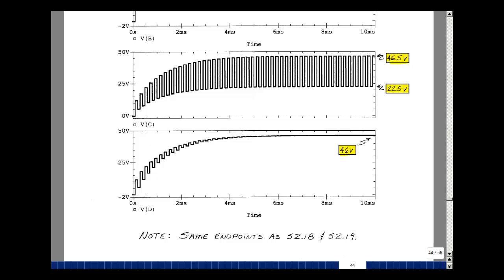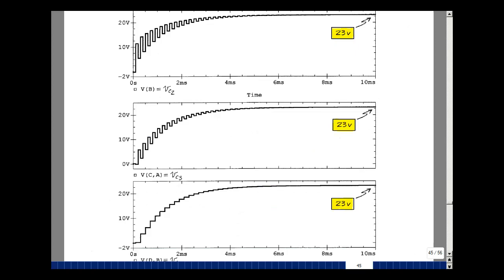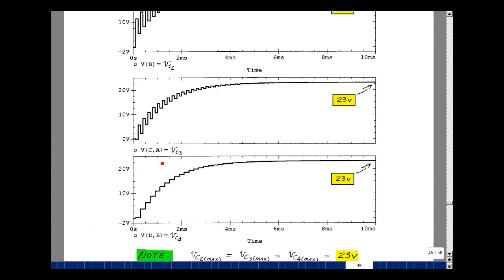Let's take a look at the capacitor voltages. The voltage across capacitor C1 is between nodes A and N. That's 11.5 volts, the same value we had in supplemental problems 218 and 219. Then I plotted the voltage across capacitor C2, which is node voltage B, and it's tending towards 23, the same value we had in our previous quadrupler circuit. I plotted the voltage across C3, which is now between nodes C and A instead of C and N, and now I get 23 volts, which is less than what we had in supplemental problems 218 and 219. And lastly, plotting the voltage across C4, which is now between D and B instead of D and ground, it's also tending to 23 volts.